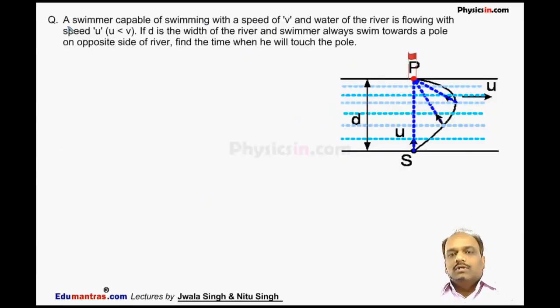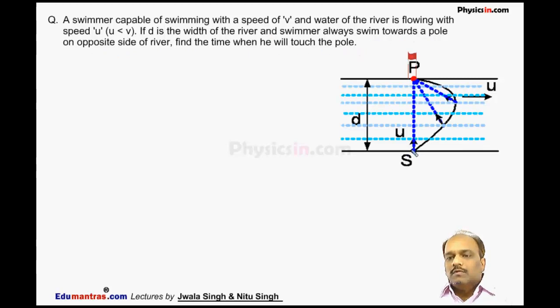This question: a swimmer capable of swimming with a speed v, and the water of the river is flowing with a speed u. u is less than v. If d is the width of the river and the swimmer always swims towards a pool on the opposite side of the river, find the time when he will touch the pool.